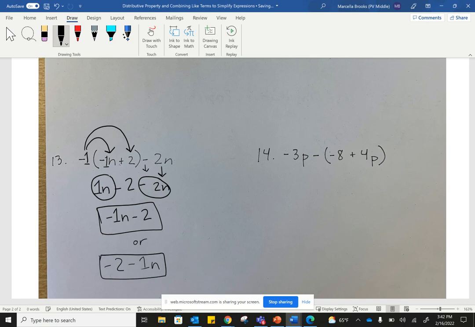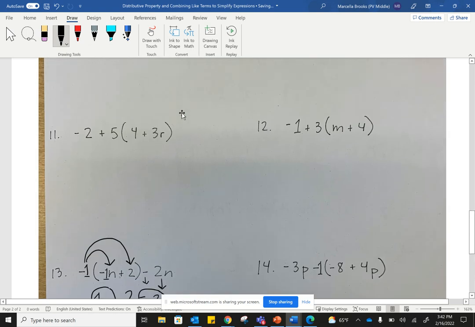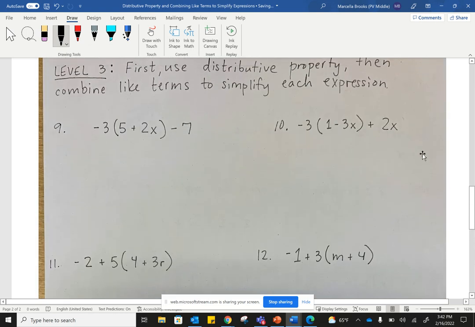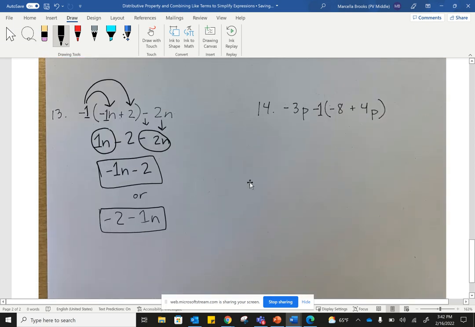All right? I do want you to write on number 14, that negative sign just floating out here, that means negative 1. So write that in there. Let me see the other ones. Okay, you guys can do the other ones on your own. I picked the hardest one for you, so you're welcome. Okay, good luck.